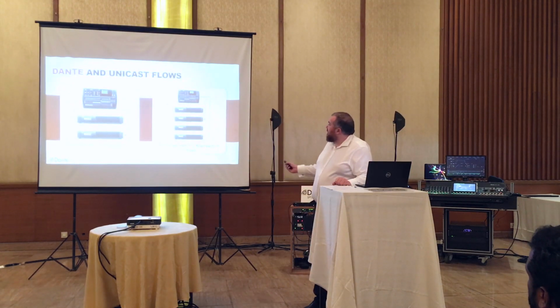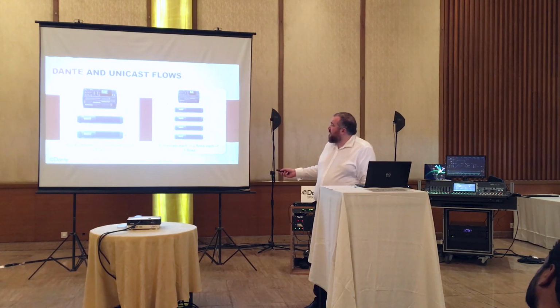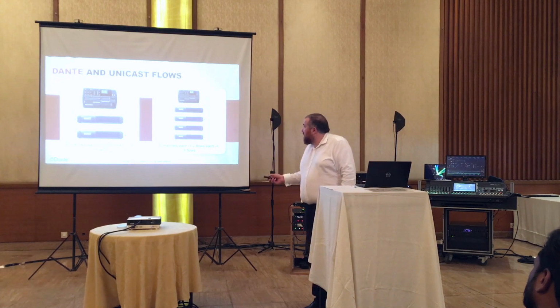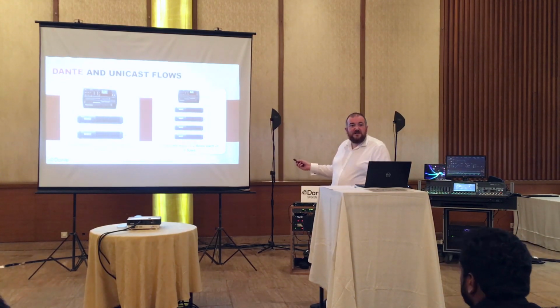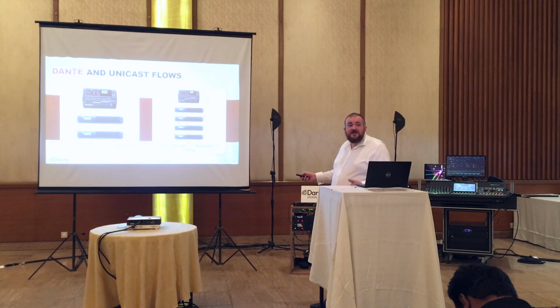So let's compare Unicast and multicast. I'm sending 8 channels to each of these amplifiers, the same 8 channels. That means I'm going to use 2 flows per amplifier, which means a total of 4 flows. And then when I start to send to more, I'm going to be using 8 flows to send to these 4 amplifiers, even though I'm sending identical audio.